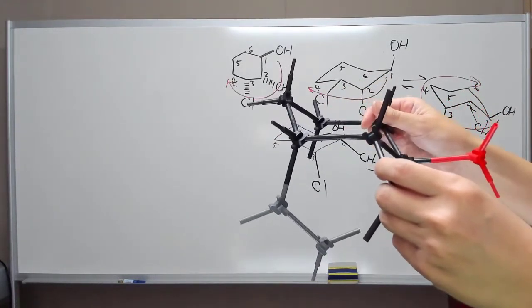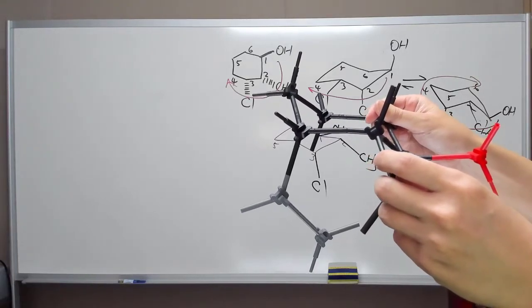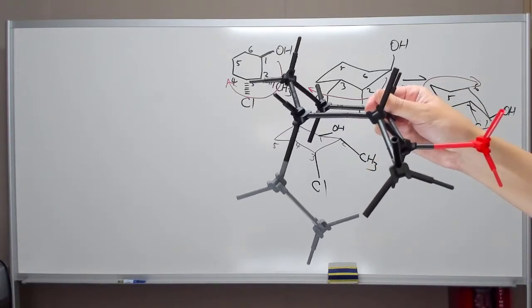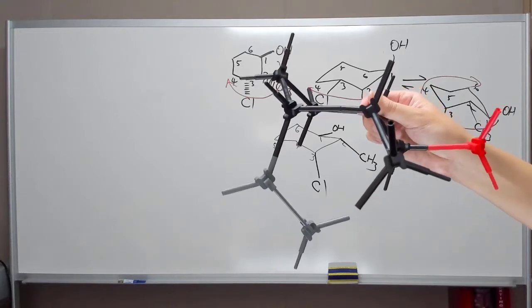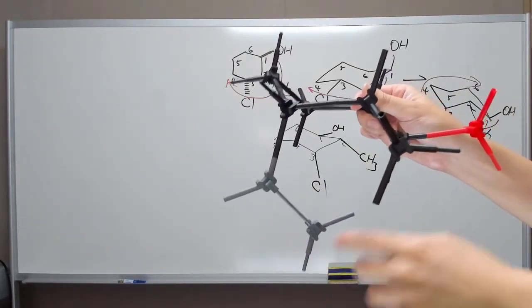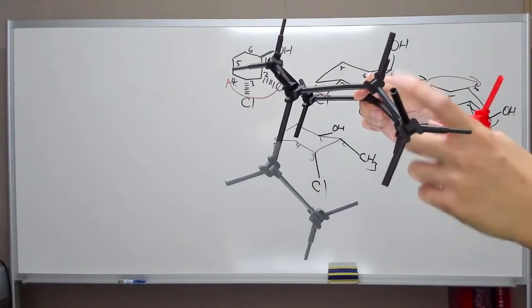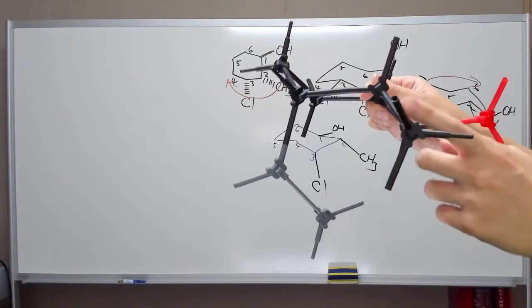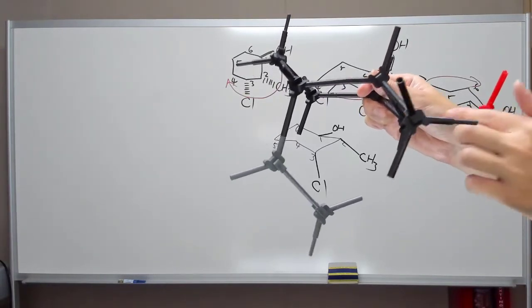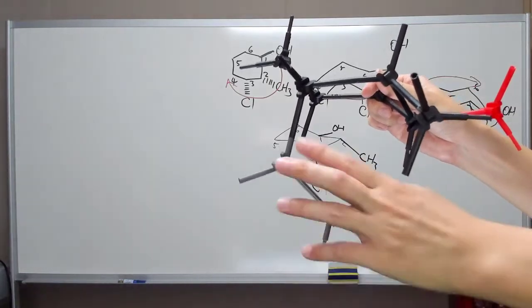So this is what I'm drawing on the rightmost. Can you see? This is the Cl pointing down. This is the methyl group going here, and then this is OH equatorial. So equatorial, axial.